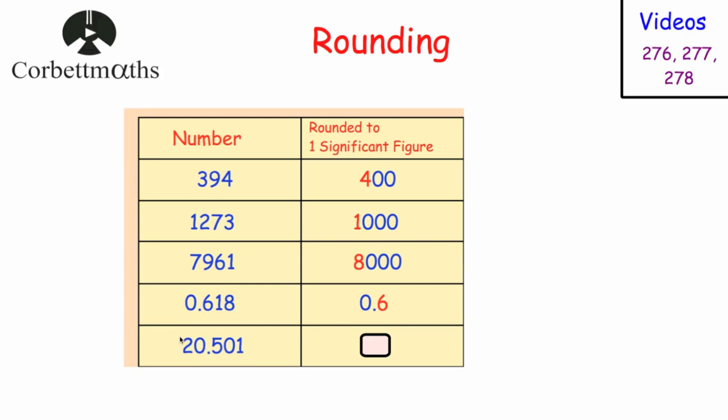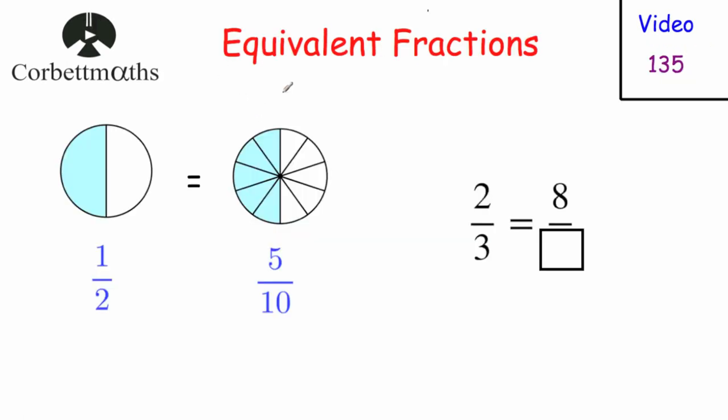So we want to round it to one significant figure. So we just want one number followed by zeros. So this number is 20.501. To one significant figure, you could have 20 or 30. This is much closer to 20. So our answer would be 20. Right, so let's have a look at our next topic.